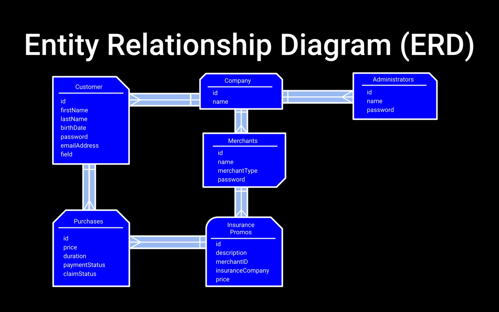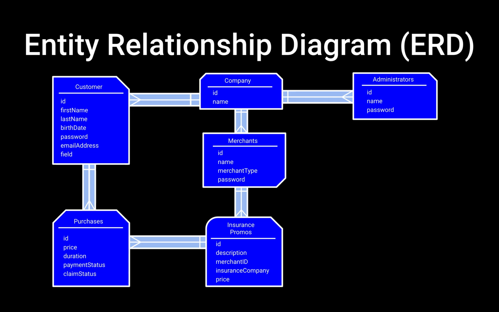As you can see here, you have your customer table. This is your customer table, right? And these are the fields. Sorry, these are the columns that you have for your table. So in your customer table, you have your ID, your first name, your last name, your birth date, your password, your email address, and your fields. Okay? So these are all tables. This is a customer table. This is a purchases table. This is your merchants table, so on and so forth. All right? And in each table, you identify the fields that they have. So the merchants table has their ID, name, merchant type, and passwords.